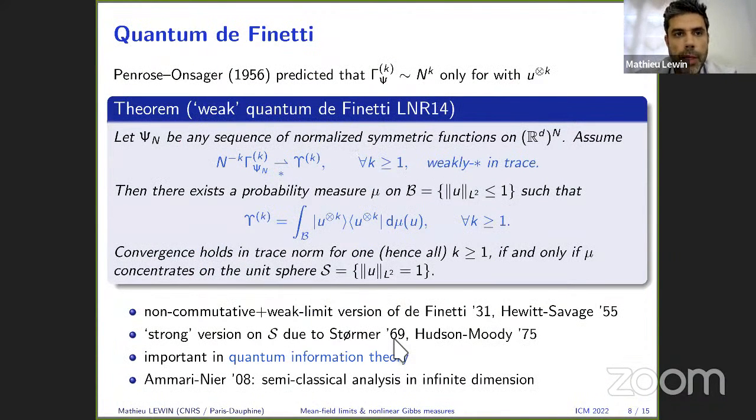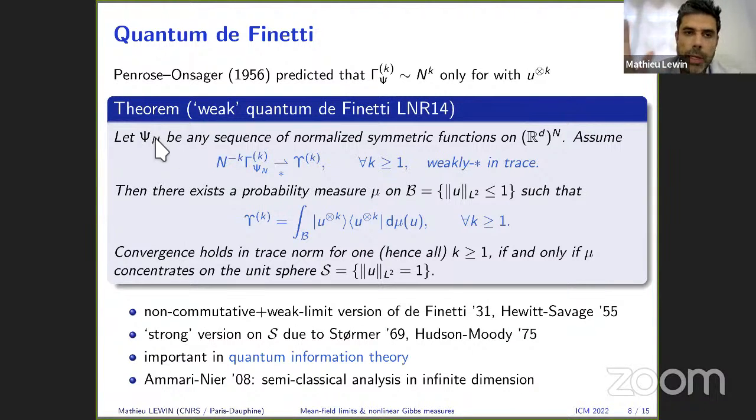So what is quantum de Finetti? In 1956, in a famous paper, Penrose and Onsager predicted that the only way to have an eigenvalue of gamma k of order n to the k is by having some kind of condensate, so u to the tensor k. This was not really formulated mathematically, and then we noticed that this is true. It follows from the quantum de Finetti theorem, which goes as follows. It's a general theorem which applies to any sequence psi n.